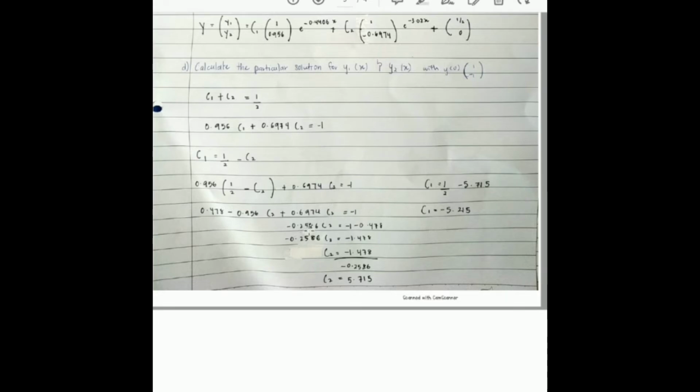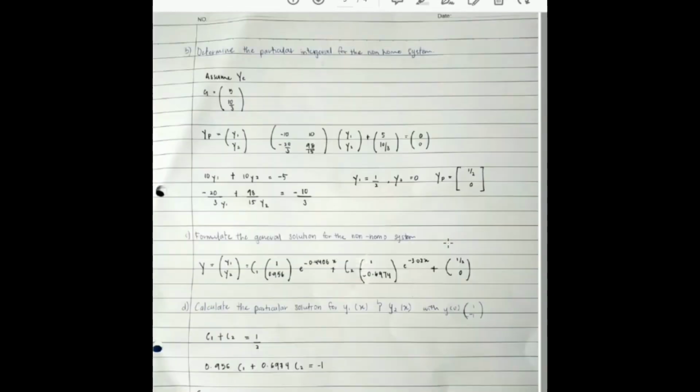Then we get negative 0.2586 C2. When you bring this to the other side, it becomes negative. So negative 1 minus 0.478, then what we get is negative 0.2586 C2 equals negative 1.478, so C2 equals negative 1.478 over negative 0.2586. The negative becomes positive, so C2 equals 5.715. As you can see here, C1 equals 1 over 2 minus 5.715, so C1 equals negative 5.45. That is the C1 answer.